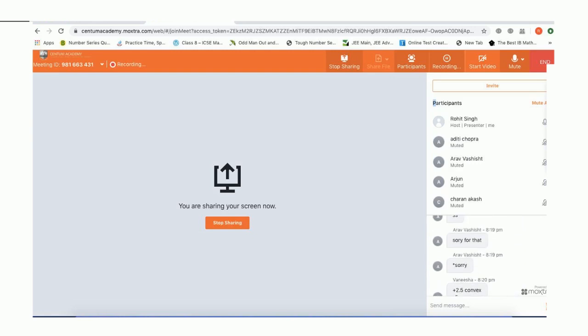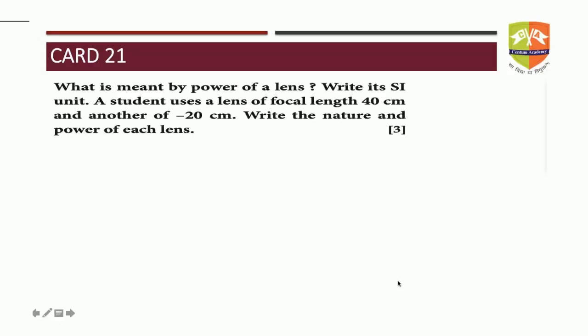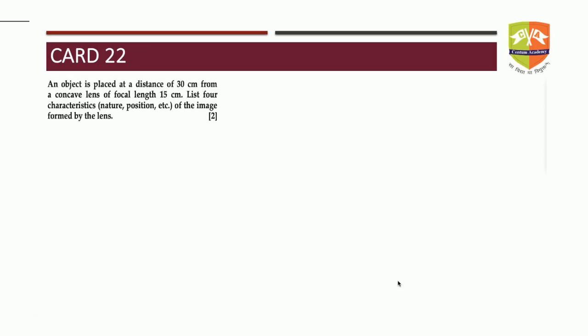For a concave lens, the lens formula is 1 by V minus 1 by U is equal to 1 by F. First of all, I have to find V. U is always negative because it's on the left hand side, and for a concave lens F is minus 15. So 1 by V plus 1 by 30 is equal to minus 1 by 15. So 1 by V is equal to minus 1 by 30 minus 1 by 15, which gives minus 1 and minus 2 over 30. This is minus 3 divided by 30, which gives me minus 1 by 10. So V comes out to be minus 10. Now I know that V is minus 10, it means that it is virtual in nature.